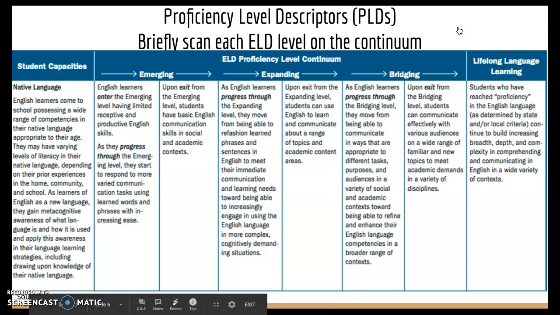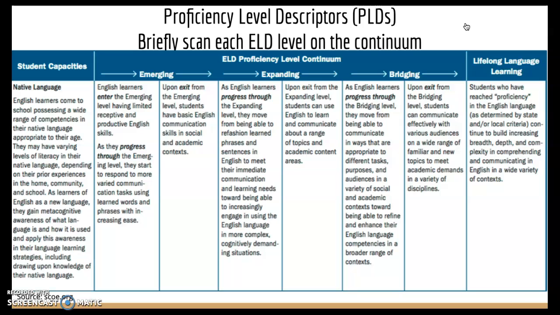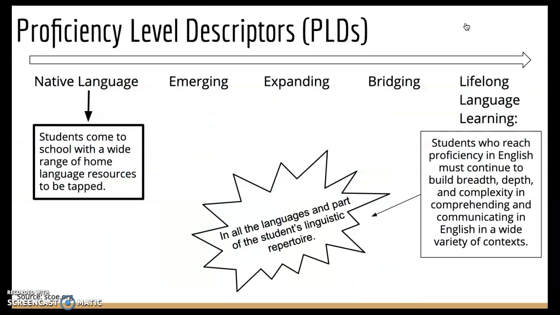This rubric shows the transitions that students experience as they come with their native language and begin their lifelong journey of learning English. On the next slide, you will see a summary of this, but feel free to briefly scan each level on the continuum and see how the students grow throughout their journey. In summary, students come to school with a wide range of home language resources to be tapped. We no longer can look at these as deficiencies, but should now look at these as benefits the students bring to the classroom.